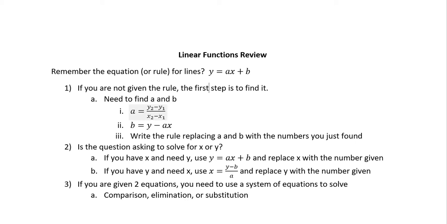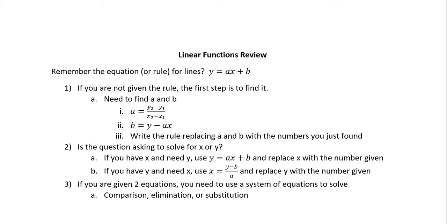So here are the two equations to find A and to find B. B is y minus ax. And then we write the rule. We write the equation replacing A and B with the numbers that we just found. Once we have that, we can move on and figure out what we need to solve for. So is the question asking us to solve for x, or is it asking us to solve for y?